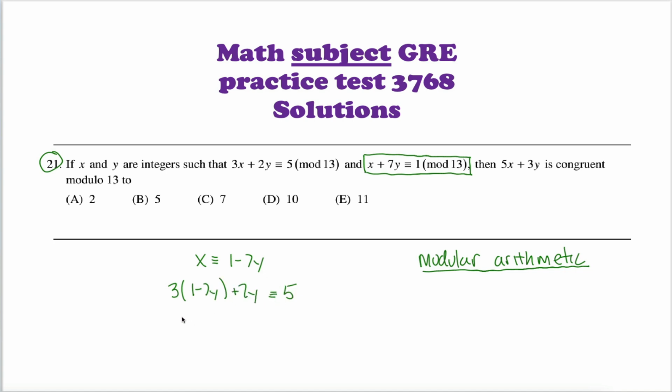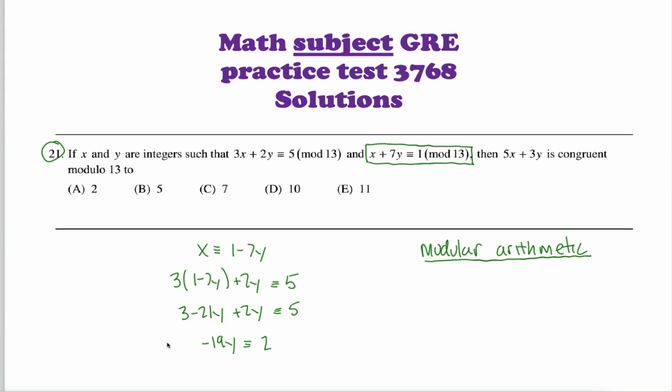If I distribute and collect like terms, I get 3 minus 21y plus 2y is congruent to 5. So negative 19y is congruent to 2, subtracting 3 from both sides of the equation and combining these like terms. At this point, you might be thinking that solving this system of congruences is identical to how you would solve a system of linear equations. And I guess so far it is, but here's where things get a little bit different.